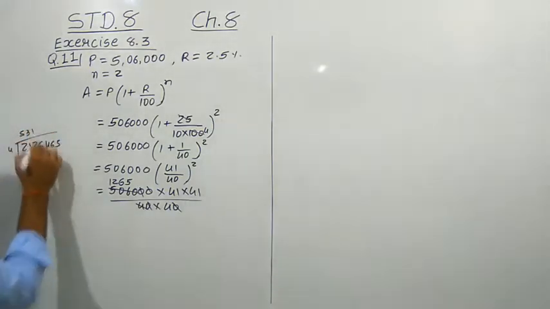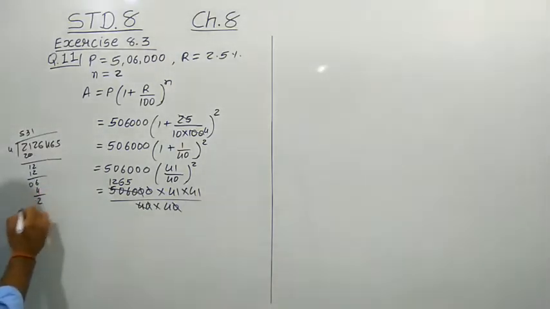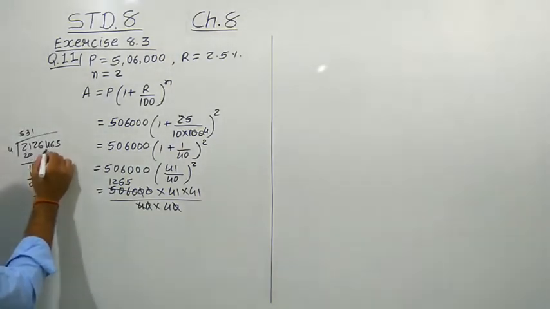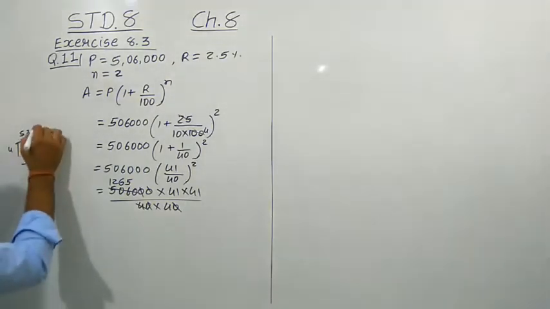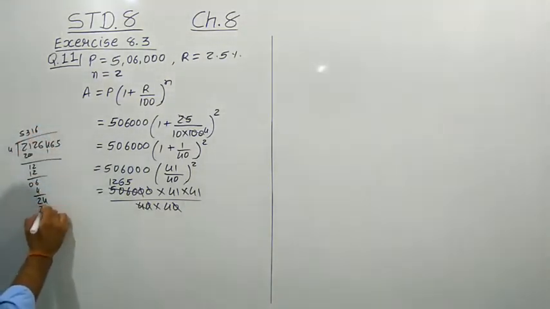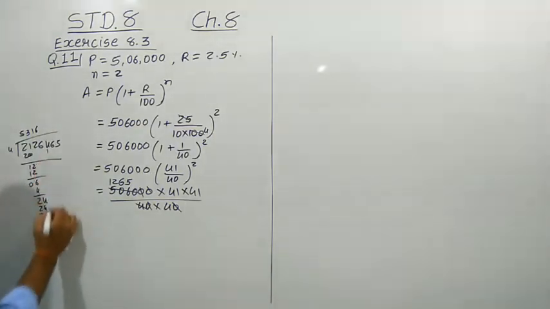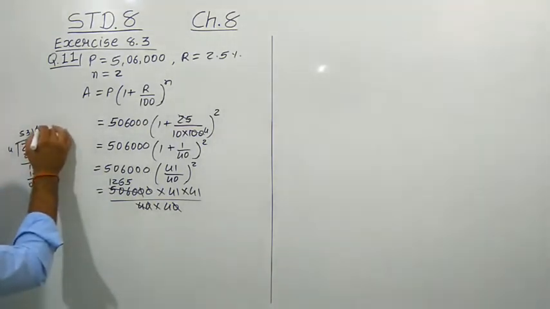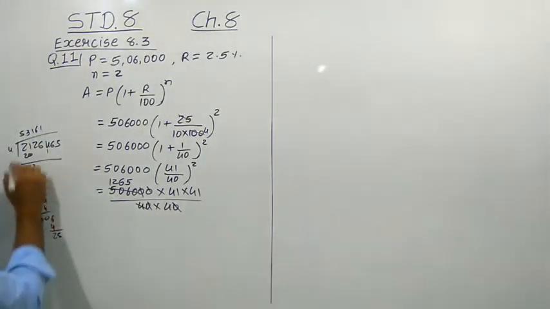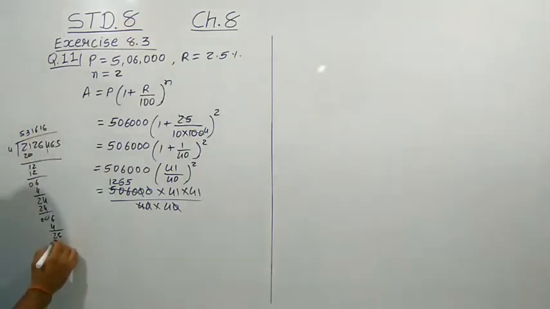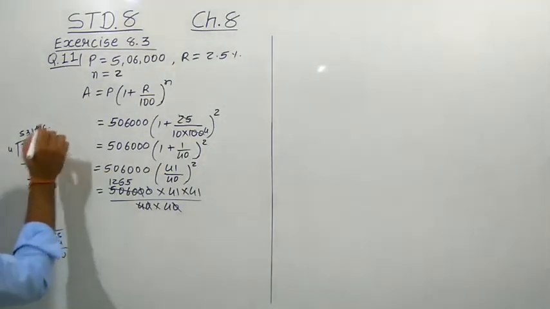We get 4 ones are 4. 2 is the remainder. Now we have to take 4. So we are getting 4 sixes are 24. Again 0, 0 is there. We can take 6 here. 4 ones are 4. So we are getting 2 and 5 is there. 4 sixes are 24. 1. Now we have to put the decimal point.